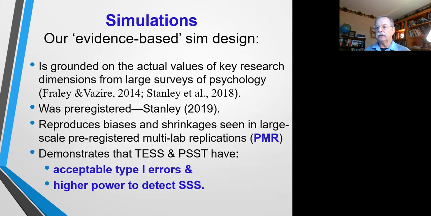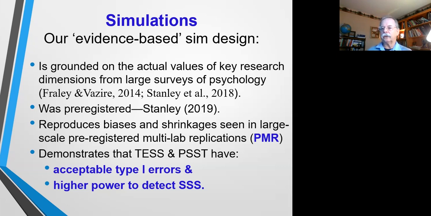So of course we do simulations of this. I call our simulations evidence-based because they're grounded on the actual value of key research dimensions from large surveys of psychology. They were pre-registered back in 2019, and many of the results were already posted way back in 2019. And these simulations reproduce the sizes of biases and the shrinkages we see in large-scale replications.